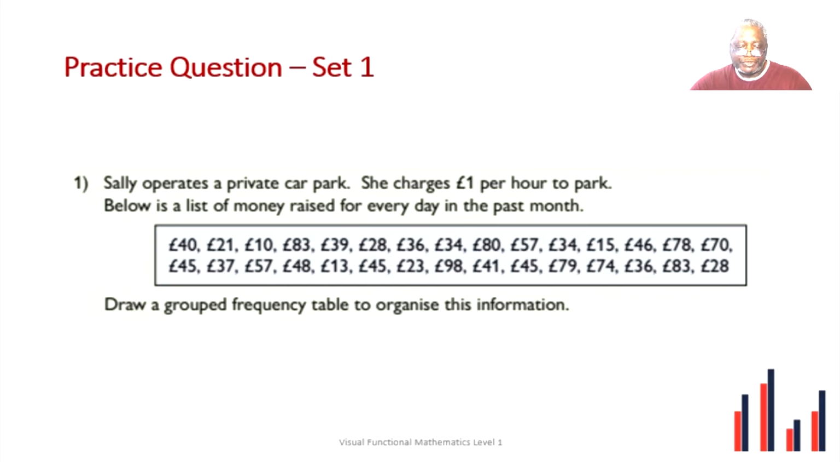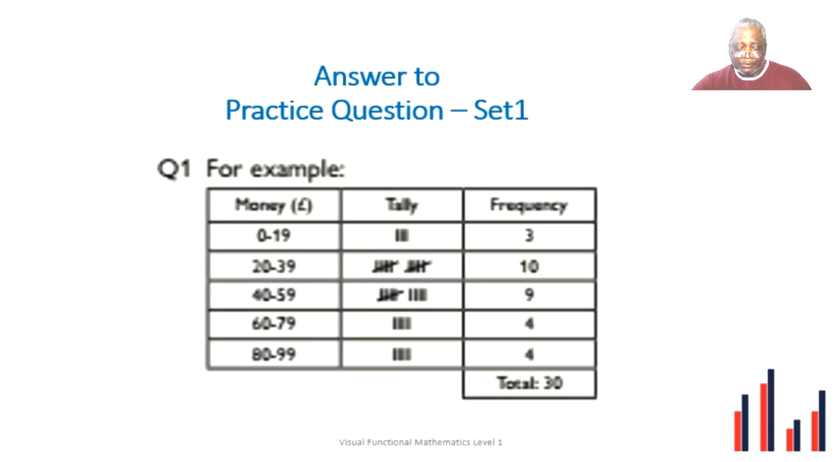Now, practice question set 1. Sally operates a private car park. She charges £1 per hour to park. Below is a list of the money raised for every day in the past month. Draw a grouped frequency table to organize this information. And you have your answer here clearly.